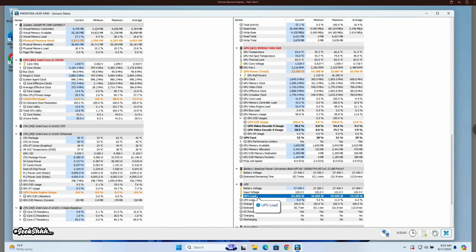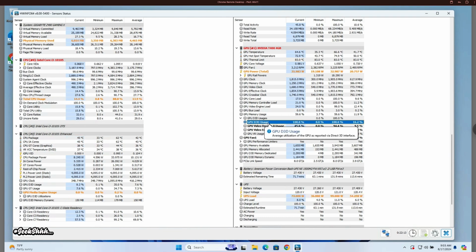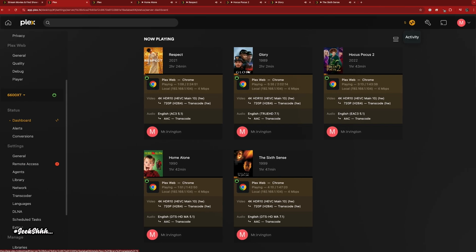UPS load, we looking at 81 watts right now. Okay, cool. 70 to 81 is jumping all around. So it's looking pretty good right now. I'm really concerned about the GPU usage. That's not really a good sign right there.